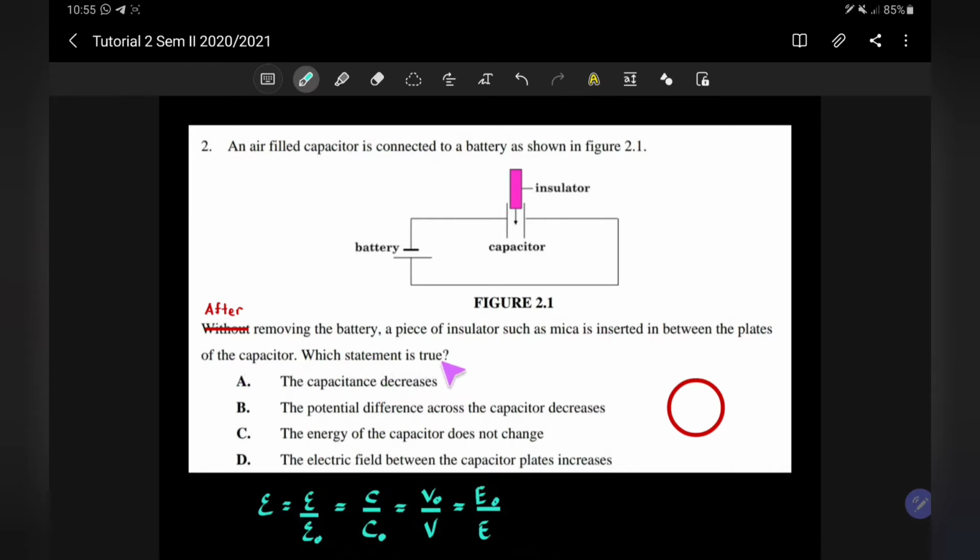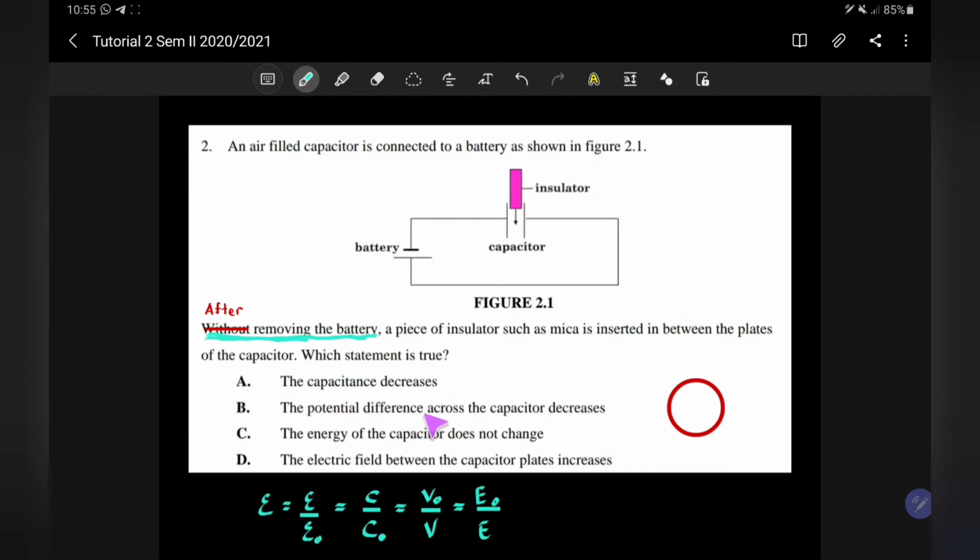Which statement is true? The keyword is here. What is the hidden information? By removing the battery, there is no more power supply, meaning there is no more charge supplier, so the amount of charge remains constant here. According to this, they ask you to choose the correct statement. A, the capacitance decreases.